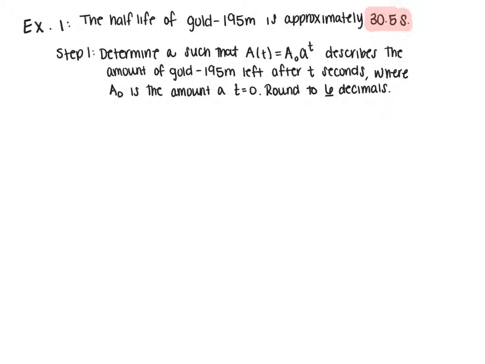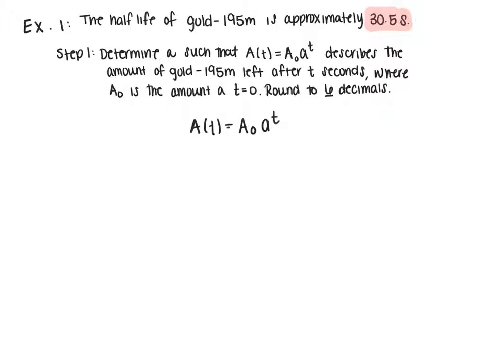Now, part 1 asks me to determine a value A such that this equation is true, and I want to round to 6 decimals. So the first thing I'm going to do is simply write down that equation they give me. Now A0 is your starting amount. A of t, the one on the left, is your amount at some time. So this is the amount at time 0, the starting amount, and this is the amount after 10 seconds, 20 seconds, 40 seconds, whatever it may be. I am looking for this value right here, this A.